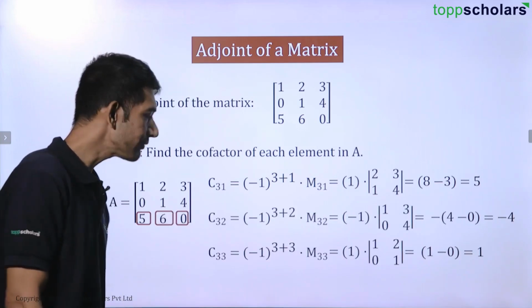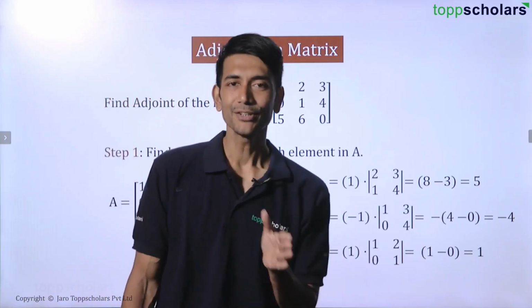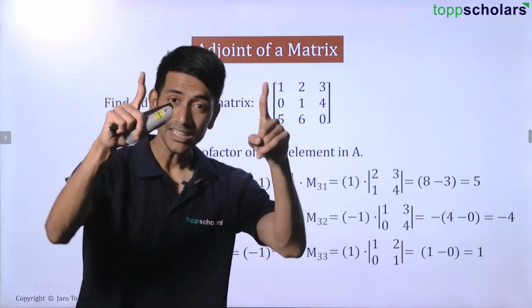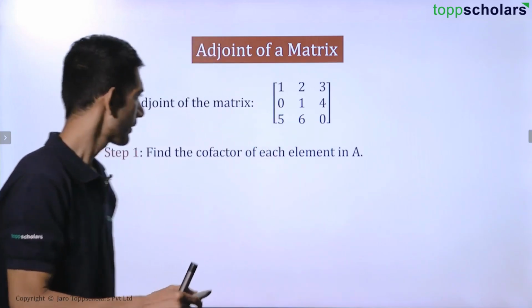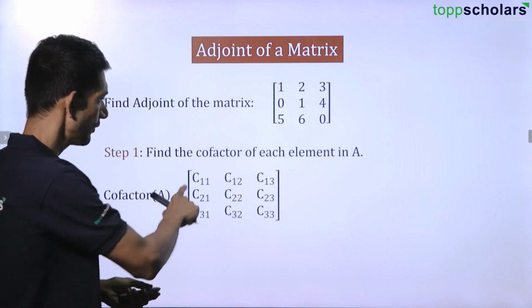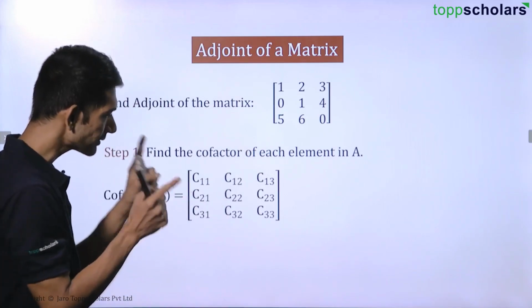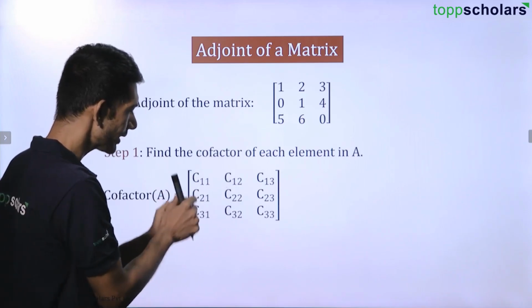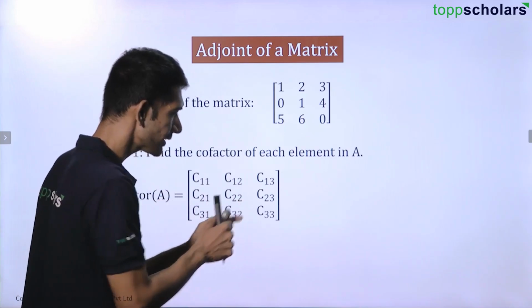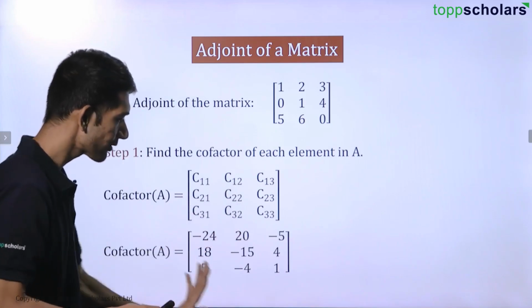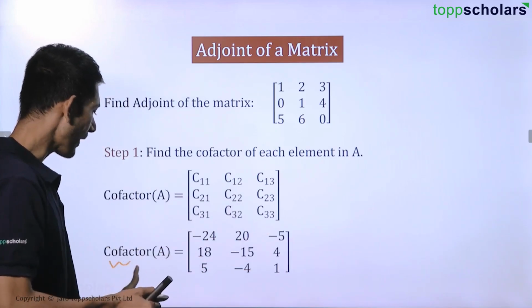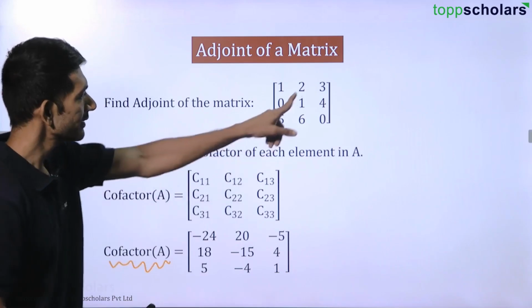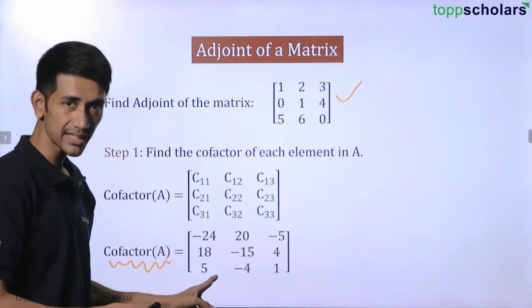So now we have from C11 to C33. Now we'll create a matrix of this. That is, we'll write down all the cofactors here: C11, C12, C13, C21, C22, C23, C31, C32, C33. Here is the matrix. This matrix is called the cofactor matrix. This A is different and the cofactor is different.